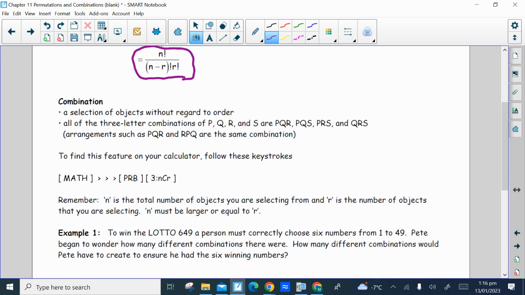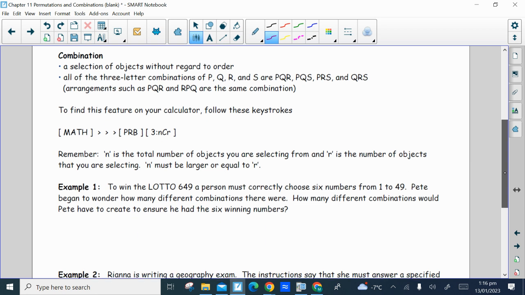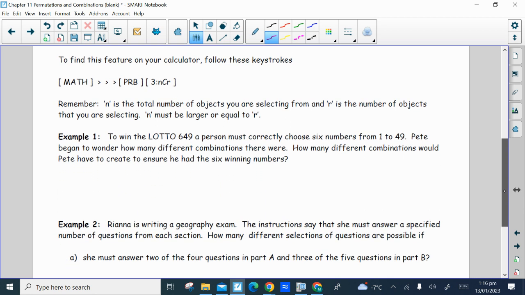So a combination is a selection of objects without regard to order. All of the 3-letter combinations of P, Q, R, and S are there. Those are the combinations. It has to have a P, a Q, an R, or an S. There's only 4 combinations, but the number of permutations would be much greater. It would be 4 times 3 times 2, because now when you switch the order, it's a different arrangement. With combination, changing the order doesn't change what the end result is. Again, there's always more permutations than there are combinations.